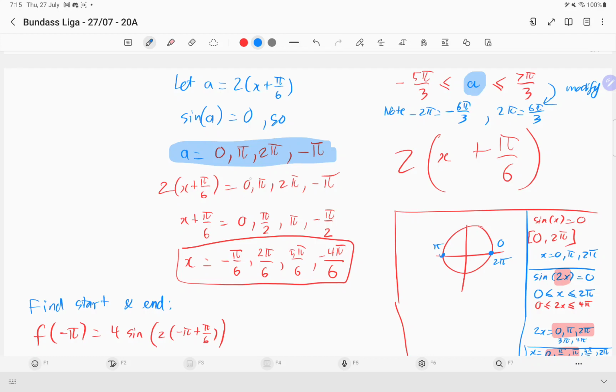That's why you would go from 0 to pi, and we can get to 2 pi because that's 6 pi on 3, which is still within the domain. Then you can go backward one to negative pi, because negative pi is negative 3 pi on 3 and hasn't gone past negative 5 pi on 3. But you can't go to negative 2 pi because that would go past the lowest domain.